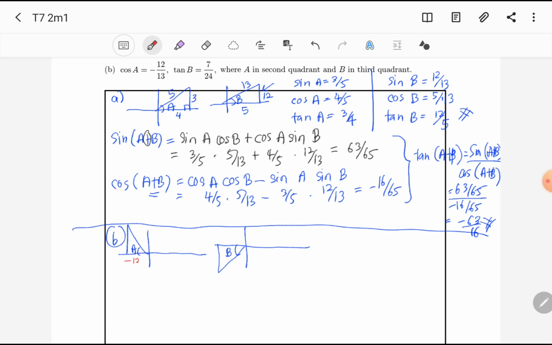Kenapa saya letak negatif? Bukannya bermaksud panjang dia negatif. No. Tapi dia punya location dia. Kalau awak tengok part X dia dekat negatif. Nah, saya letak negatif 12. Okay, next. Over 13. Kalau hypotenuse tu never ever negatif lah. Kan? Hypotenuse sentiasa positif lah.